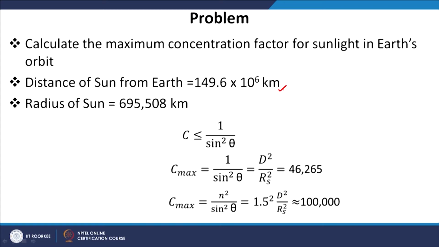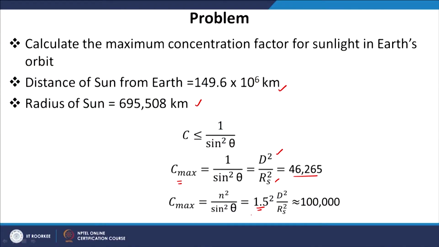This is the distance between earth and the sun, and the radius of the sun is 695,508 kilometers. If we substitute these values in our relation C ≤ 1/sin²θ, we get C max, that is the maximum concentration, equal to 1/sin²θ = d²/Rs², where d is the distance and Rs is the radius of the sun. We get 46,265.